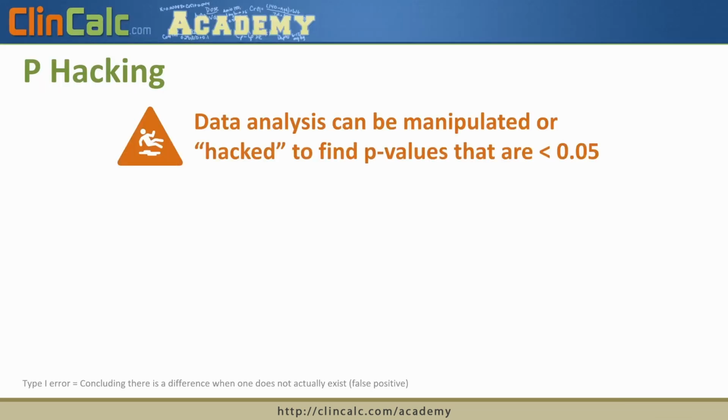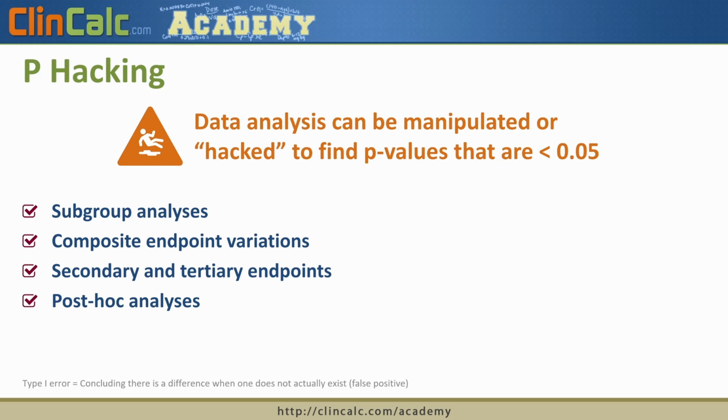Now, another pitfall to p-values is what's called p-hacking. This is where a researcher will analyze their data, manipulate the data until they find a p-value that is less than 0.05, where they kind of hack the data or hack their analysis. This can be done through subgroup analysis, where they look at a particular group of the entire population that was studied. Could be a variation of composite endpoints, where they look at 2 or 3 different endpoints in different ways and combine them together. Could be that they have secondary or tertiary endpoints when maybe those are not very important, but they still analyze those for p-values.